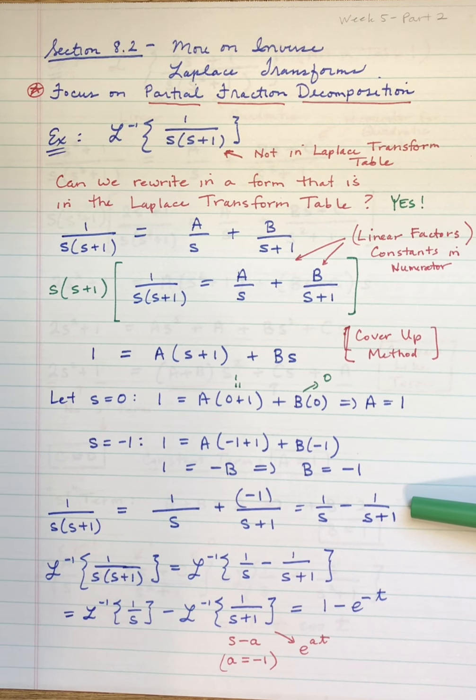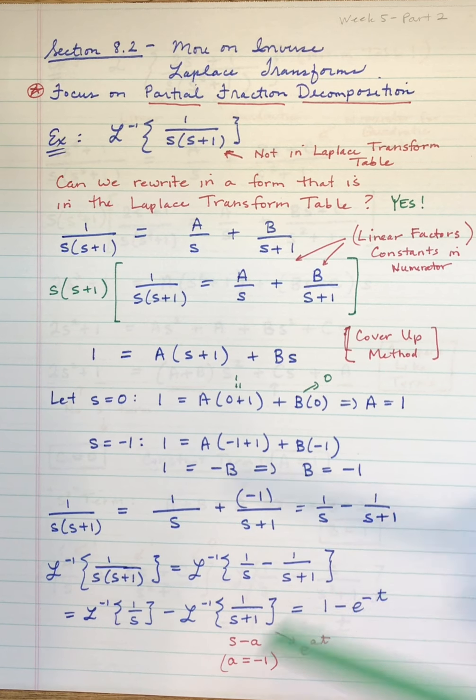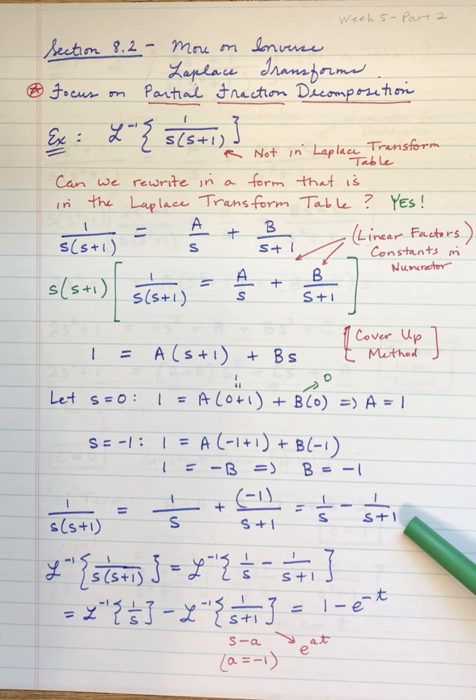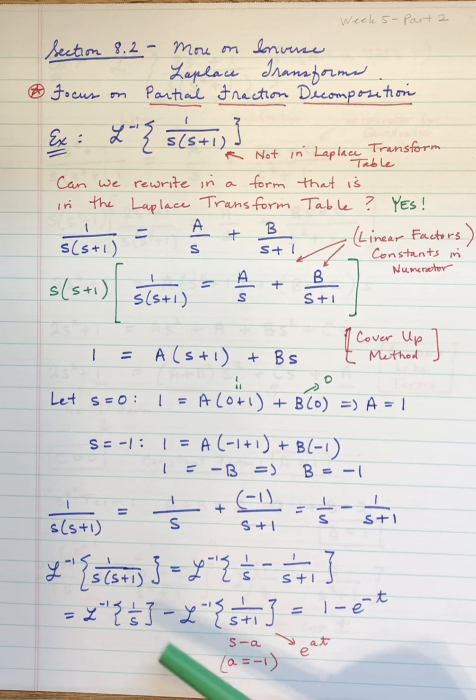Now, why did we do it? Well, we know how to take the inverse Laplace transform of each one of these terms. So the inverse Laplace transform of the problem we started with is just equivalent to the inverse Laplace transform of this expression. We know inverse Laplace transforms are linear, so we take the inverse Laplace transform of the first term minus the inverse Laplace transform of the second term. Inverse Laplace transform of 1 over s is just 1. This is just like 1 over s minus a, so a would be negative 1. That's e to the at, that would be e to the minus t.